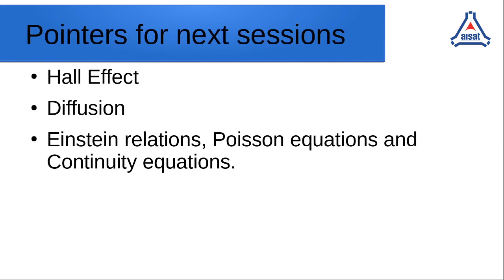With this, we will stop our discussion on this carrier transport topic. In our coming videos, we will be discussing points like Hall effect, diffusion, Einstein relation, Poisson equation, and continuity equation. The movement of carriers due to the application of electric field, which creates a drift velocity, the current is known as the drift current. We will see more about drift current and also about diffusion current in our coming sessions.